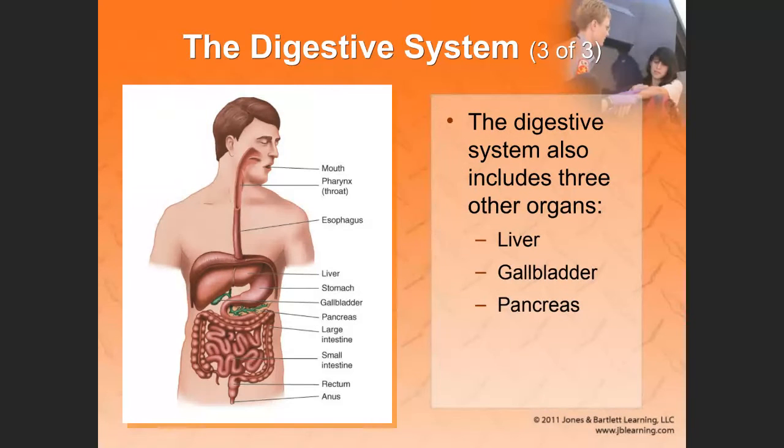Now, the digestive system also includes 3 other organs. You have the liver, gallbladder, and the pancreas. The liver has multiple functions. The gallbladder is important to bile, and the pancreas is important to the process of digestion. Not going to go too deep into it. If you want to do additional reading on that, feel free.